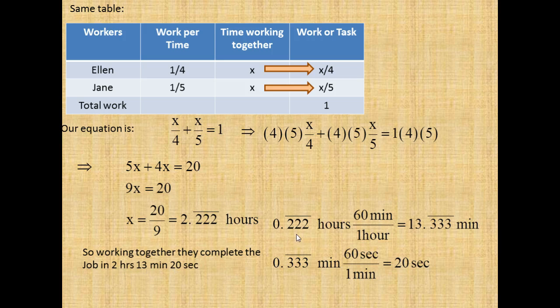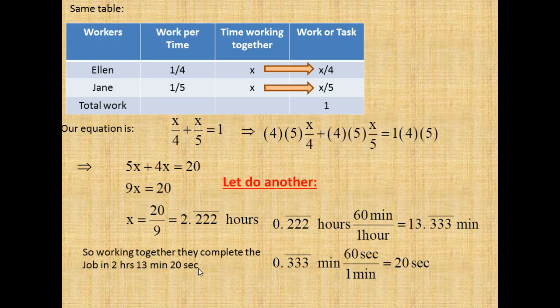I took the 0.22 hours and I multiplied it by 60 minutes per 1 hour. So I put that as a fraction, okay? Well, hours cancel and it leaves me with minutes. So that's 13.333 minutes, okay? That's 1/3. I take the 1/3 and, because it's in minutes, I multiply it by 60 seconds per minute. Minutes cancel, and then multiply by 60, that leaves me 20 seconds. And that's how I did that. So that's 2 hours, 13 minutes, and 20 seconds.